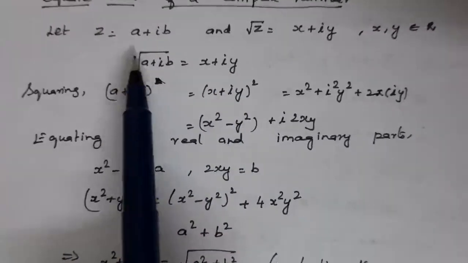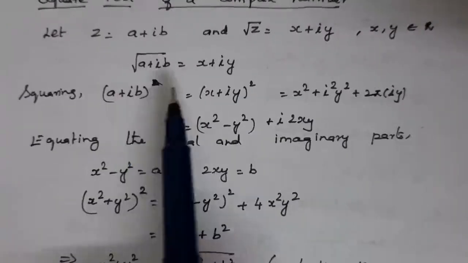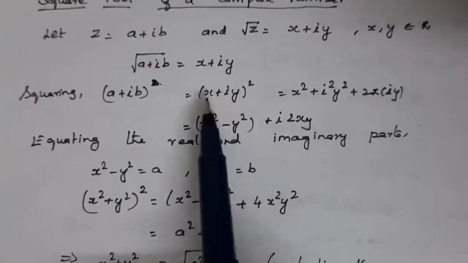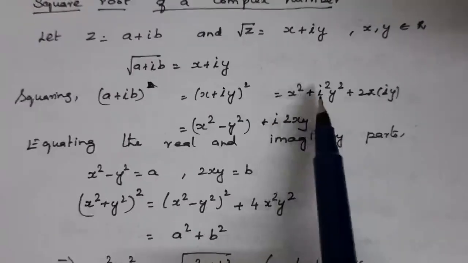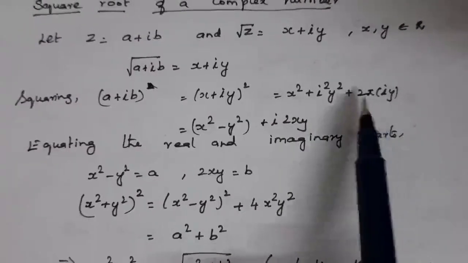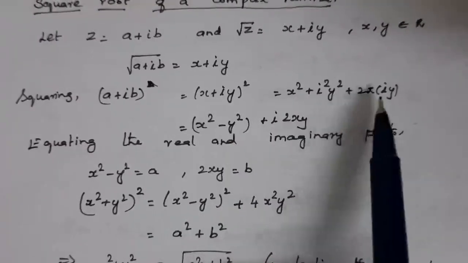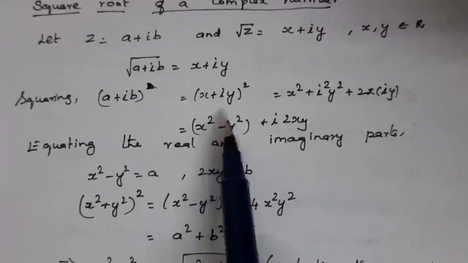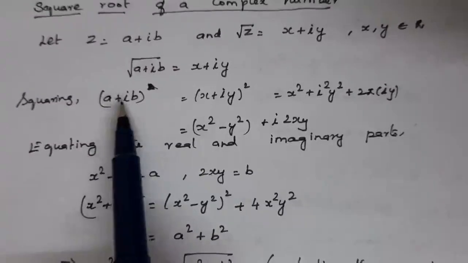Now, how to find out the value of x and y? Let us remove the square root first by squaring. So a plus ib, on squaring, and here x plus iy the whole square. Expanding it using the a plus b whole square formula: x squared plus i squared y squared plus 2x into iy, or i squared being minus 1, x squared minus y squared plus i into 2xy. So the real part is x squared minus y squared, and the imaginary part is 2xy, and it is equal to the complex number a plus ib.